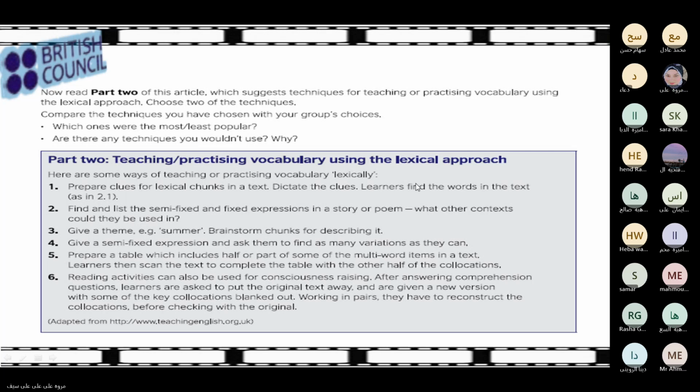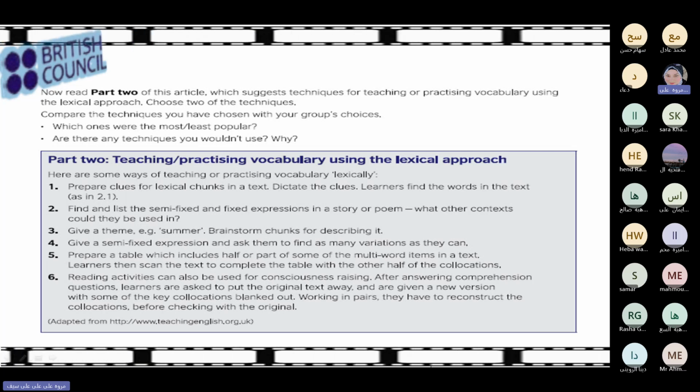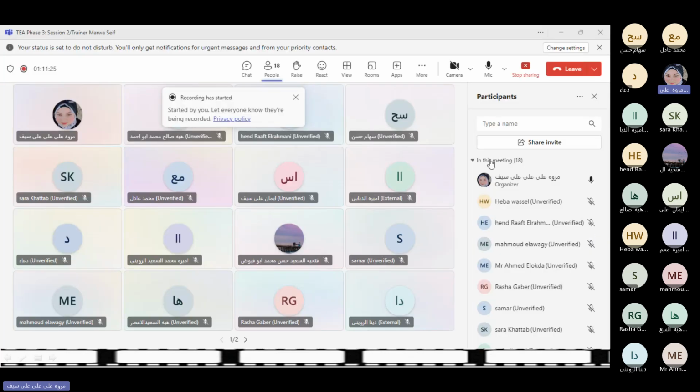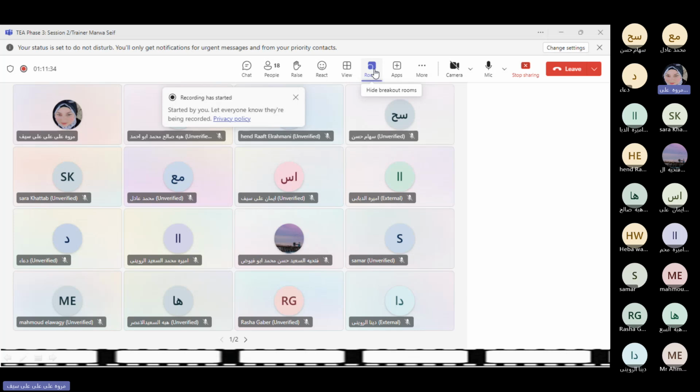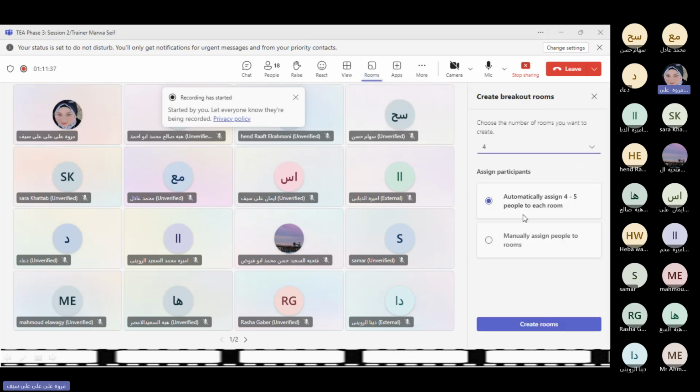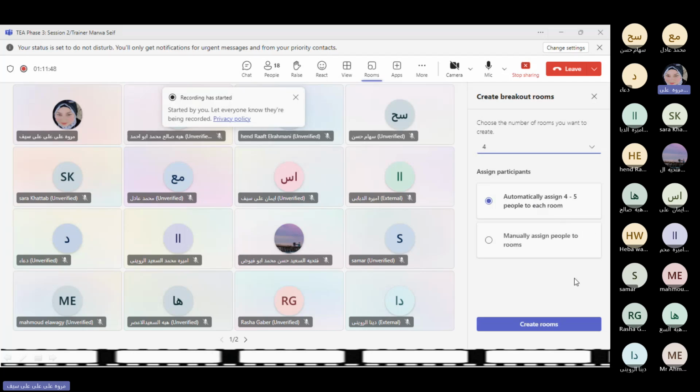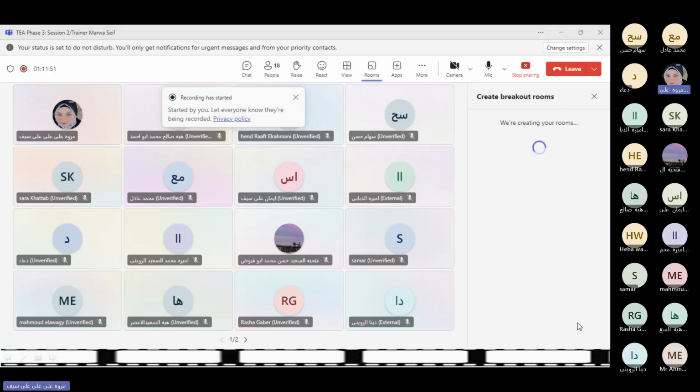Let me just form the groups first, which takes time. Let me just do this. Okay, so forming the rooms, just a sec. You take a screenshot, please. I know that I have hidden the screen. So how many are we? We are 18 only. Okay, I guess maybe four groups for this. And yes, we create rooms. Just a sec.